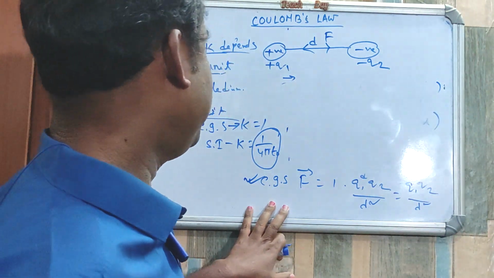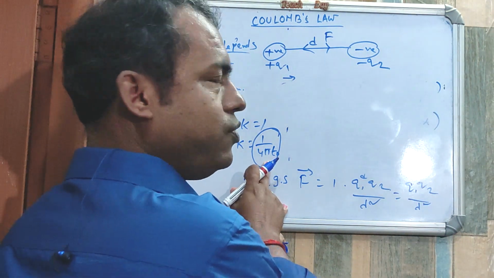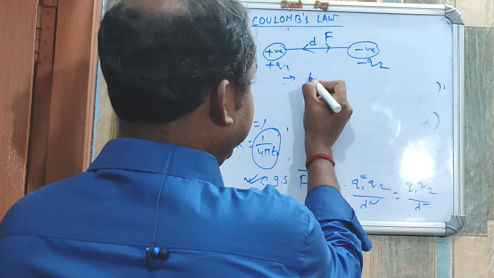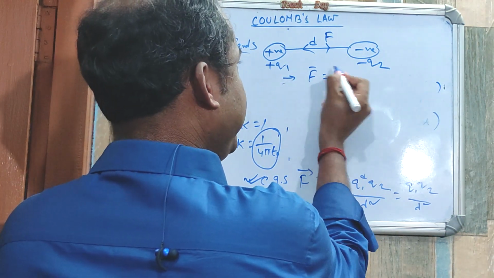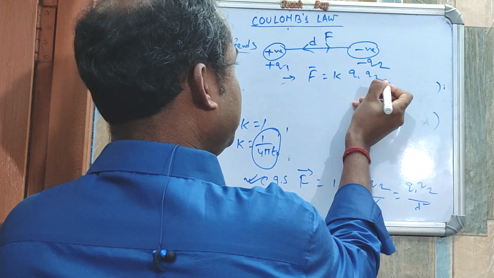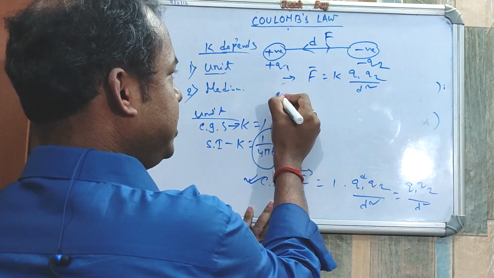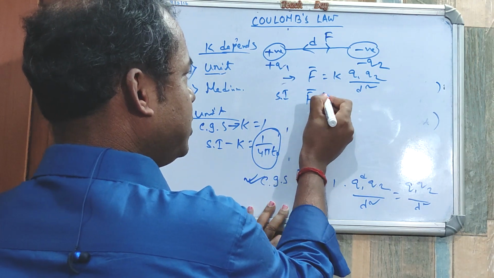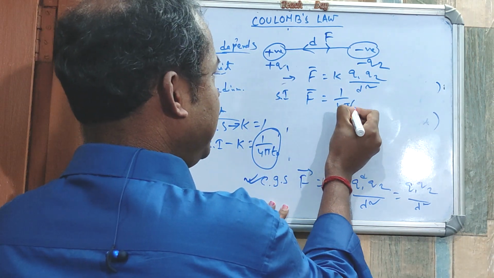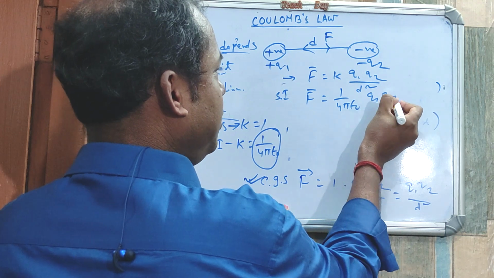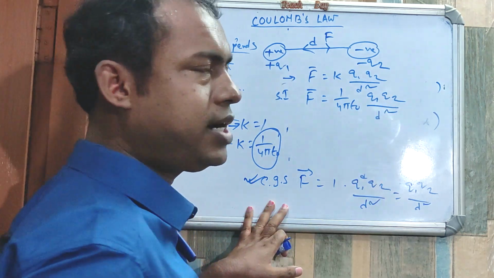What is the SI system? In the SI system, the value of K is 1 by 4 pi epsilon 0. So we write F equals K into Q1 Q2 by d square. What is the value of K in SI? In the SI system we write F equals 1 by 4 pi epsilon 0 into Q1 Q2 by d square. Is it clear?